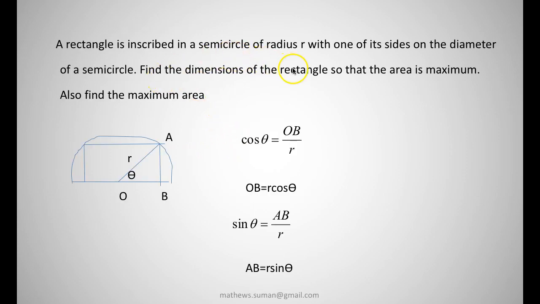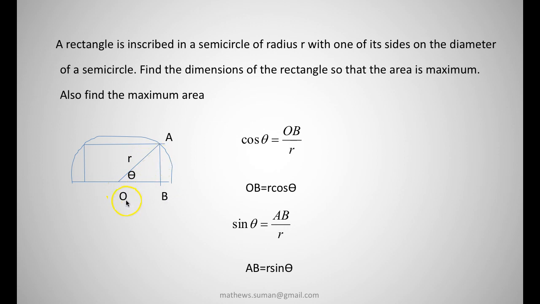Next, a rectangle is inscribed in a semicircle of radius r with one of its sides on the diameter of the semicircle. Find the dimensions of the rectangle so that the area is maximum. Also find the maximum area. If this is a rectangle and this is the diameter of the semicircle, from the center of the rectangle we form a right angle triangle.